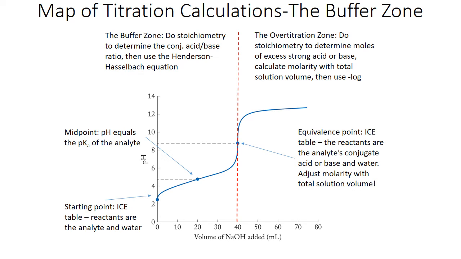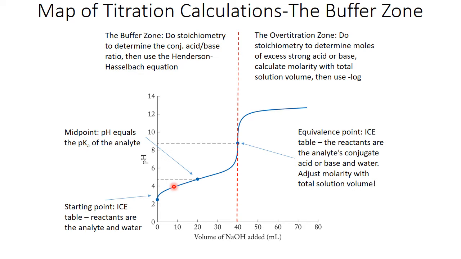In this video, we're going to do an example titration calculation problem, and we're specifically going to do it in the buffer zone. If you recall from class or from the map of titration calculations, the buffer zone is where you've partially converted your weak acid or base to its conjugate species, and this is the definition of a buffer solution: appreciable amounts of a conjugate acid-base pair present.